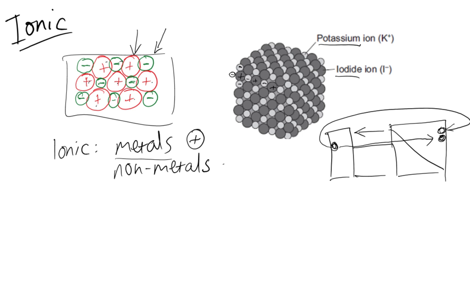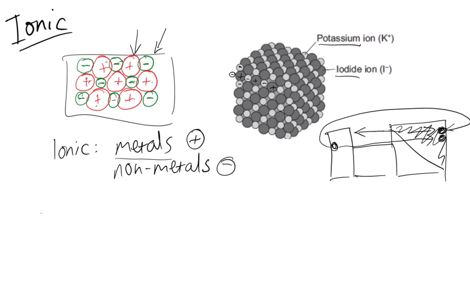Non-metals, opposite deal, they will form negative ions because they're all over here, so they are closer to forming full outer shells by gaining electrons than by losing them. So, metals form positive ions and non-metals form negative ions.